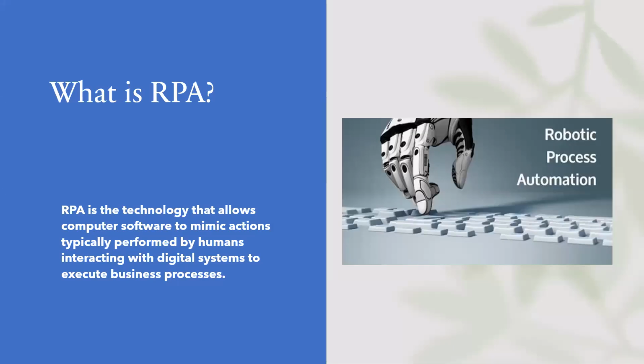Okay, basically, what is RPA? RPA stands for Robotic Process Automation. We all know that, right? Going by the definition, RPA is a technology that allows computer software to mimic actions typically performed by humans interacting with digital systems and to execute business process. So what the definition itself says is the robot which we are going to train in this robotic process automation is going to mimic all the human activities that we do in order to perform an action or to run a process in the computer system.